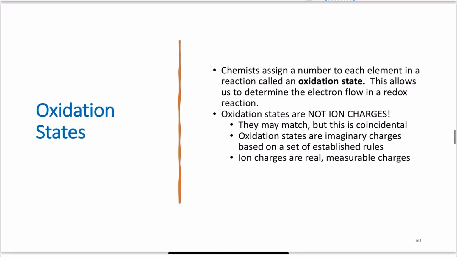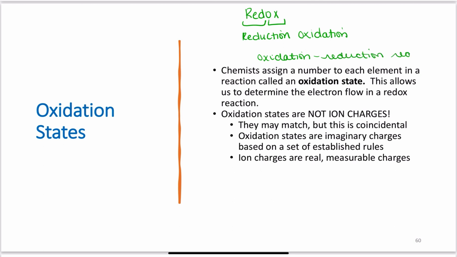So what is an oxidation state or an oxidation number? Chemists have assigned a number to each element in a reaction called an oxidation state. This is what's allowing us to determine the electron flow within the redox reaction. Again, redox itself stands for reduction, oxidation, what we call oxidation reduction reactions.